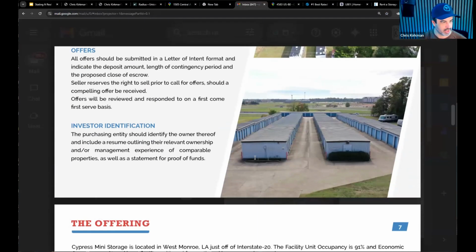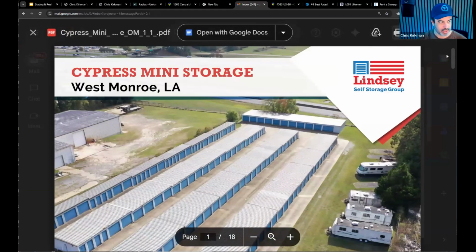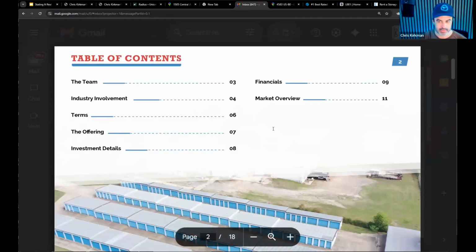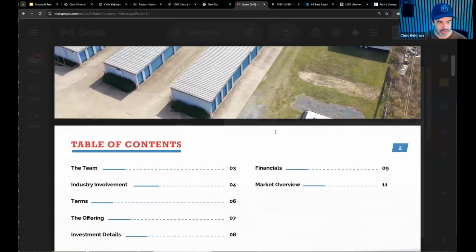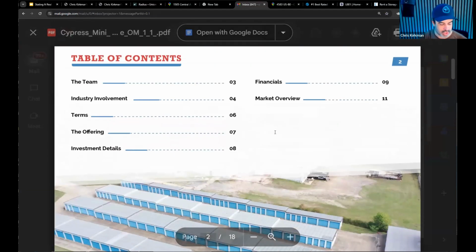You get this OM, offering memorandum, as they're called. It's a brochure, basically gives you some basic details on it. Of course, they fabricate, they lie, it's not going to be 100% true, but it's your job to figure out what's true and what's not true.